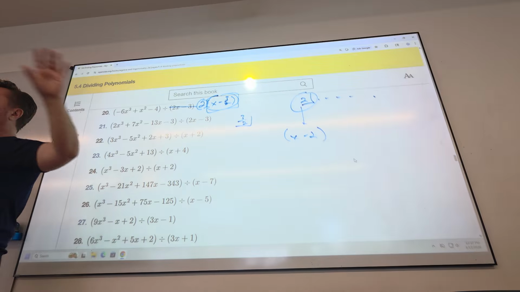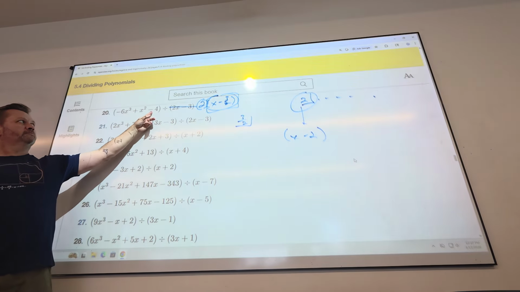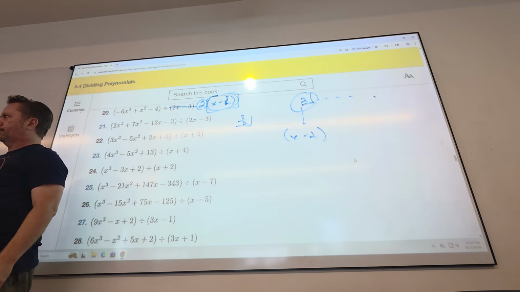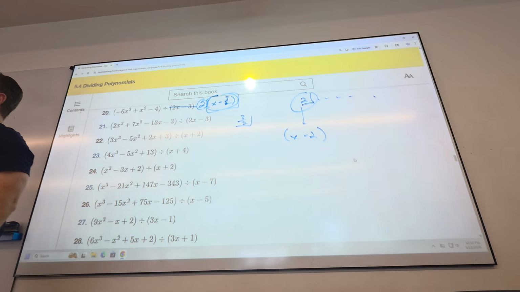What else do you have to be careful about, by the way, for this specific problem? Yeah, that's right. There is no x. Right? There is no spoon. So you have to put a 0x in there. Yeah. Or 0 in the right spot for synthetic. Okay, maybe.